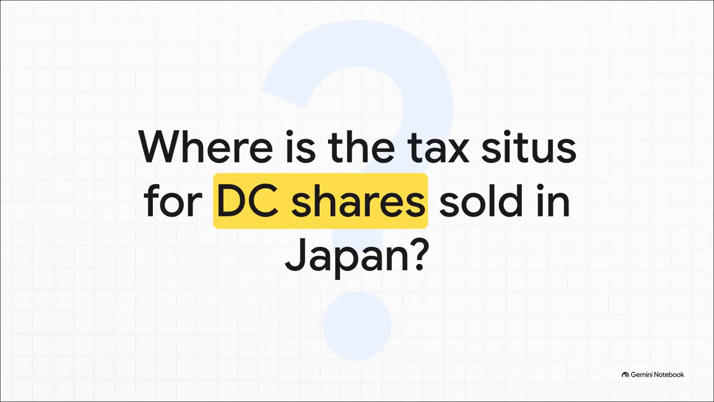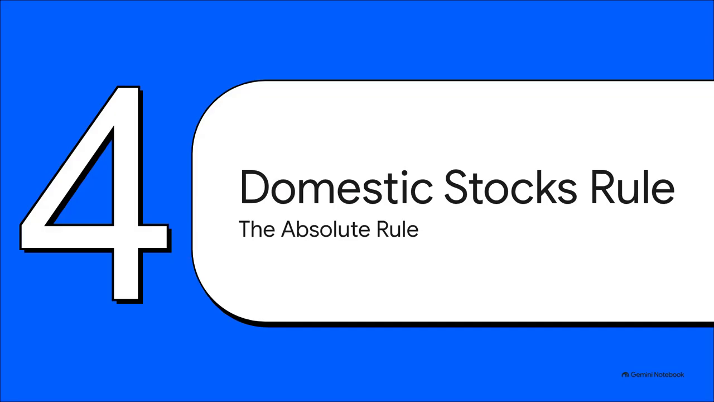All right, time for a quick pattern interrupt to force some active recall. Pause for a second and lock in your guess before we move on. Where is the tax situs if a non-resident alien sells shares of a Philippine domestic corporation while they're on vacation in Japan? Think about your anchors. Let's see if you got it.